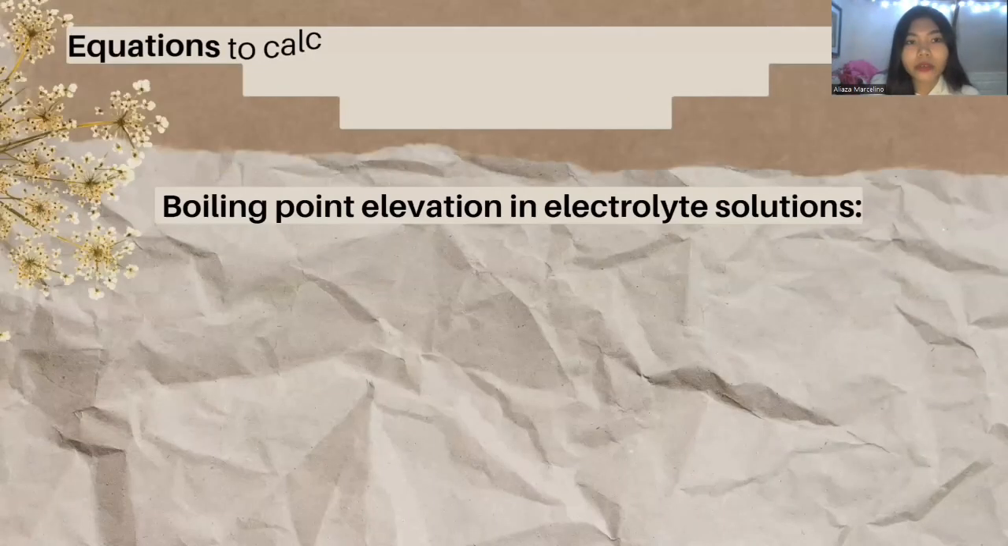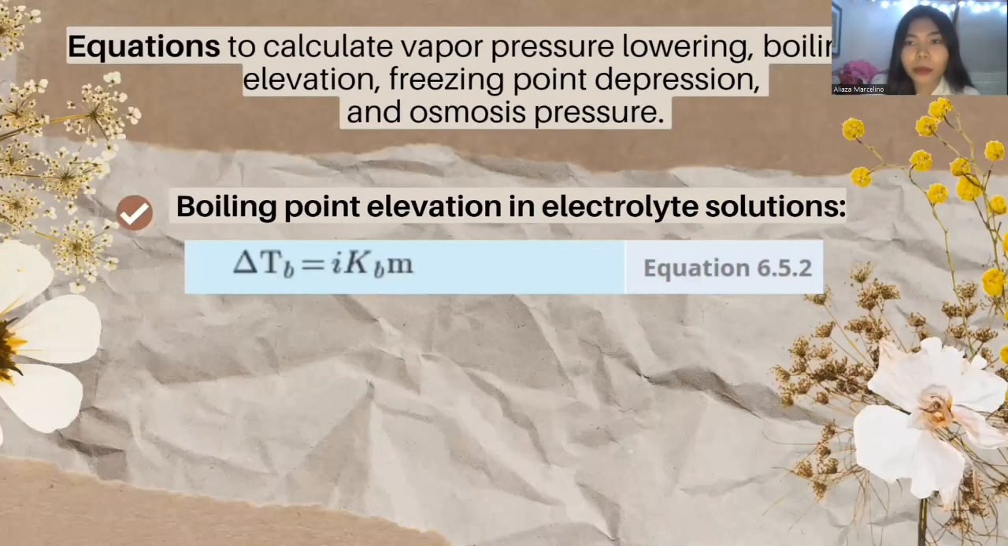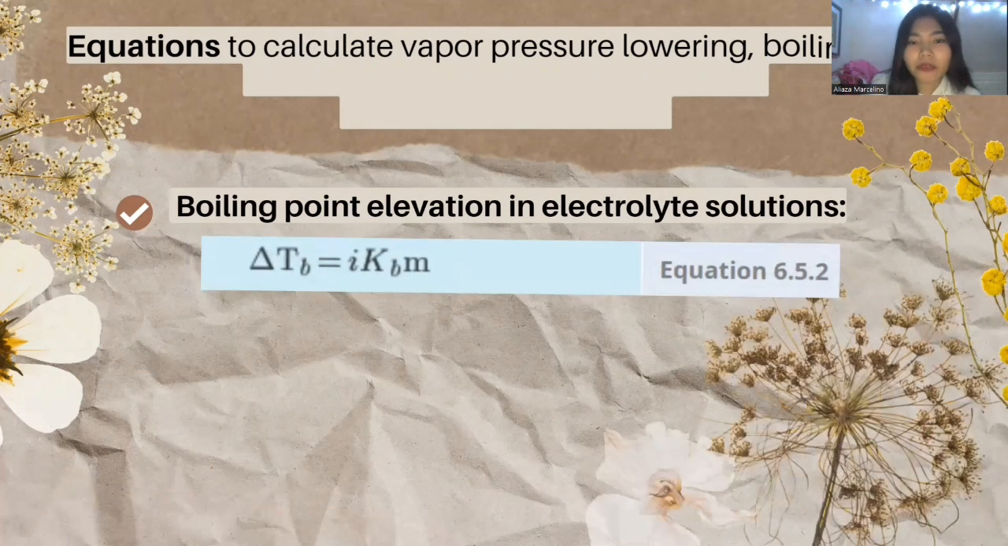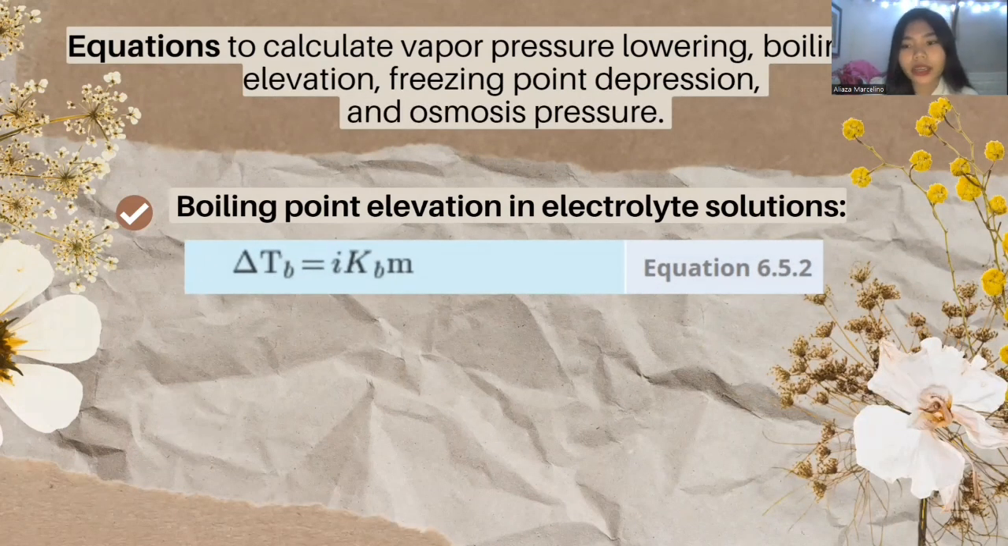Here's the equation to calculate vapor pressure lowering, boiling point elevation, freezing point depression, and osmotic pressure that are revised to take into account the effect of ionization. First is boiling point elevation in electrolyte solutions. Here is the formula, where delta Tb is the boiling point elevation, Kb is the boiling point elevation constant, m is the molality of the solution of an ideal solution, and i is the Van't Hoff factor.